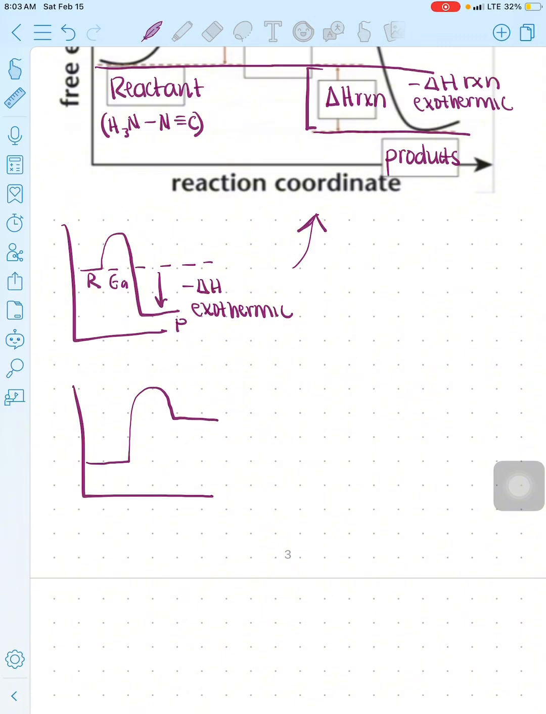For an endothermic reaction, say the energy starts down here, goes upwards, and levels out. So the dotted line is down here, and the energy is going up from the original, and there is the activation energy. This would be a positive delta H reaction, so endothermic, taking in the heat. This one is letting it go, this one is taking it in.